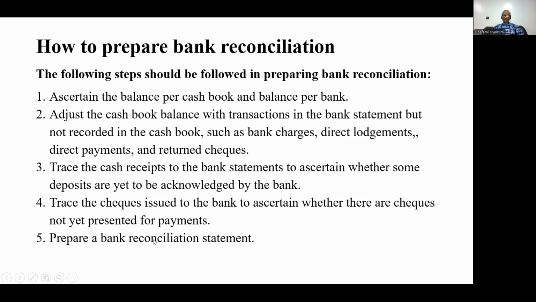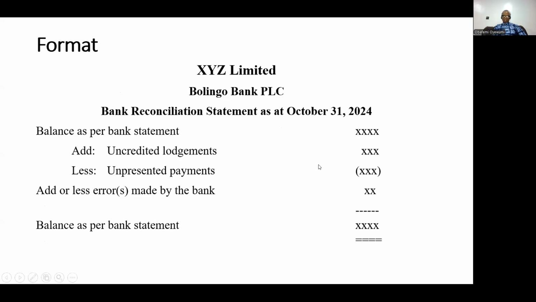Then prepare your bank reconciliation statement. At the end of the day, after having done all of this, you can now go ahead to prepare your bank reconciliation. Let's look at the format. For example, XYZ Bank PLC, that's the name of the company, and then the title: bank reconciliation statement as at a given date. There must be a given date. You will have a title like this when you're preparing your bank reconciliation statement practically. Bank balance as per bank statement: usually we start with the bank because it is presumed that the bank statement is correct.